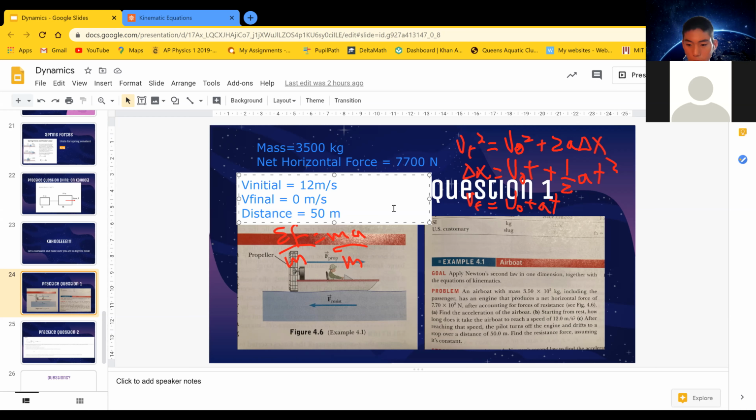Negative 1.44 what? Don't forget your units. They're very important. Yeah, negative 1.44 meters per second squared. Always don't forget your units. If you make bigger calculations in the future and you get a negative 1.44, you'll be asking yourself literally, where did this 1.44 come from? So that unit is really important.